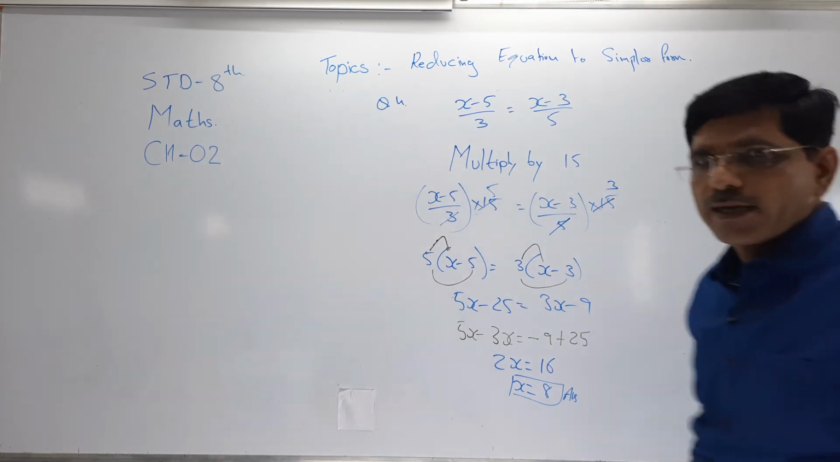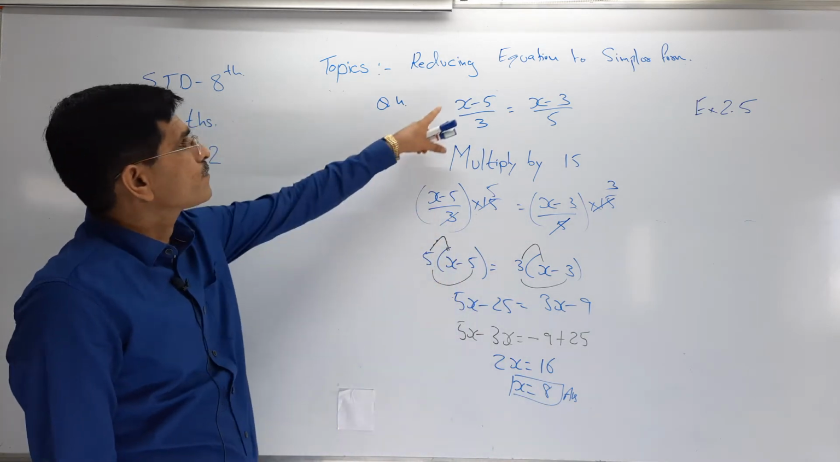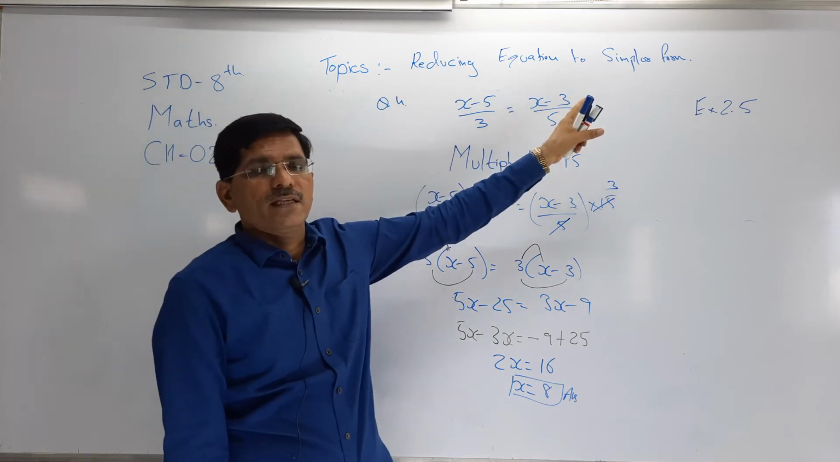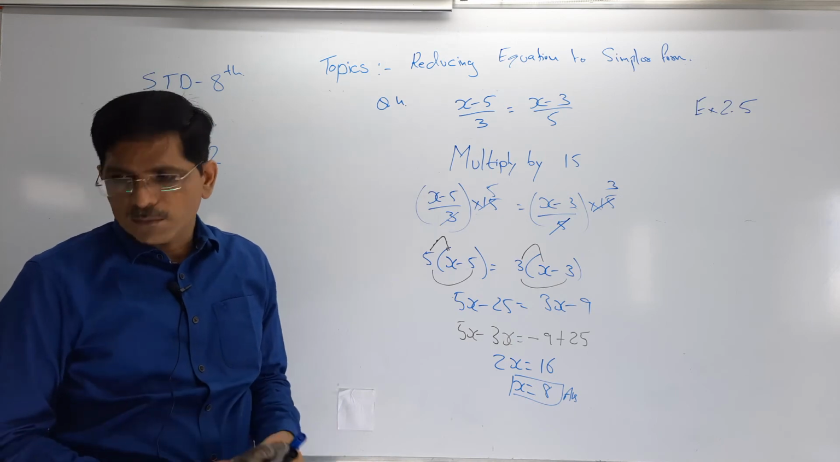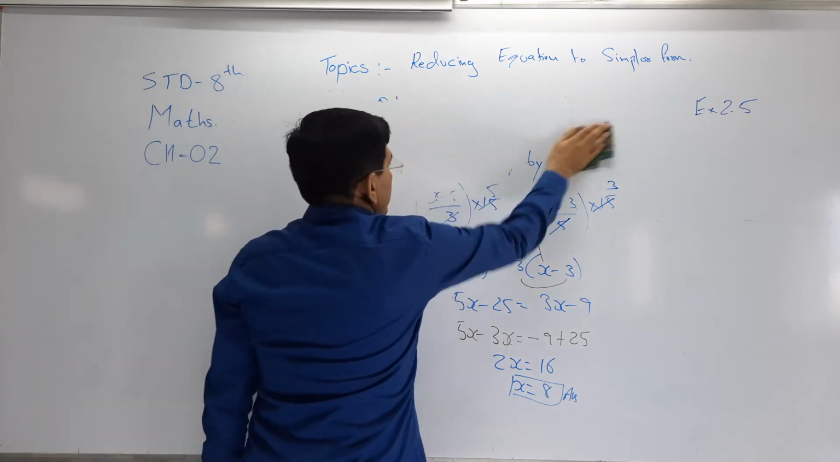I hope you have checked it and you got the correct answer. 8 minus 5 is 3, by 3 is 1. 8 minus 3 is 5, by 5 is 1. So our answer is correct. Now some brackets are there that we have to open. Now bracket type sum.